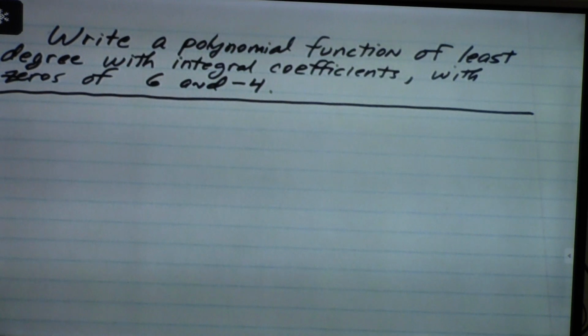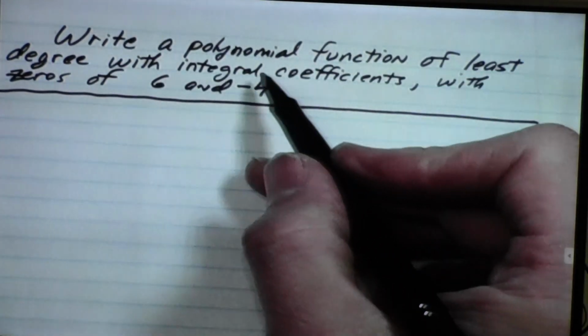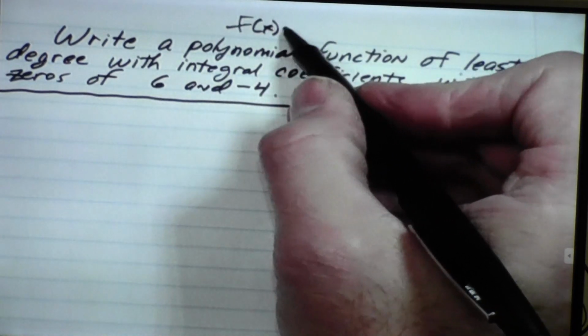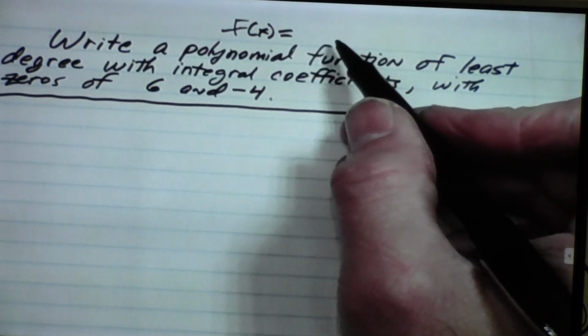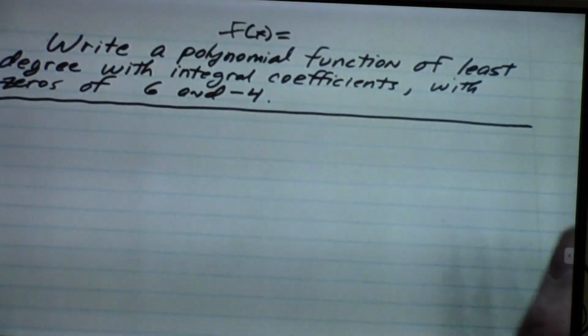So today we're going to write a polynomial function of least degree with integral coefficients with zeros of 6 and -4. So let's look at what's involved with this. A polynomial function will be a function of x is equal to, and it usually is, x squared or x cubed or x to the fourth and all the things that come after it.